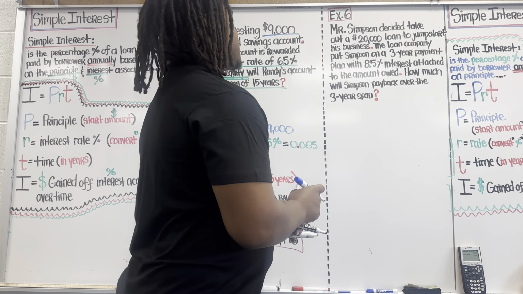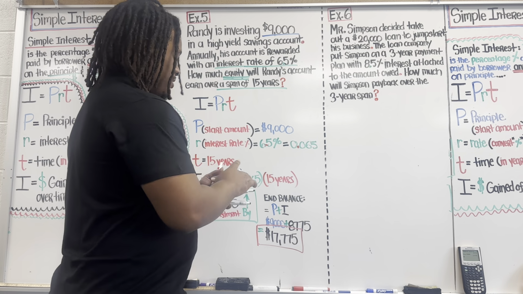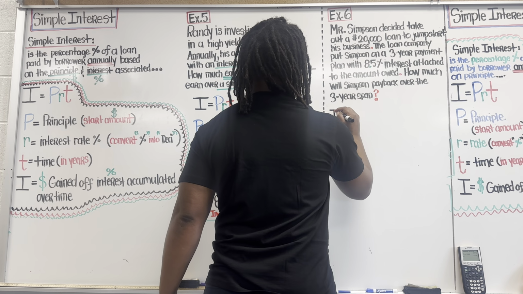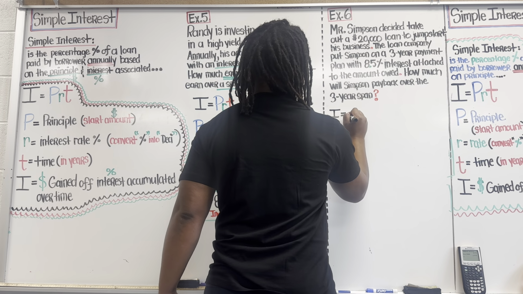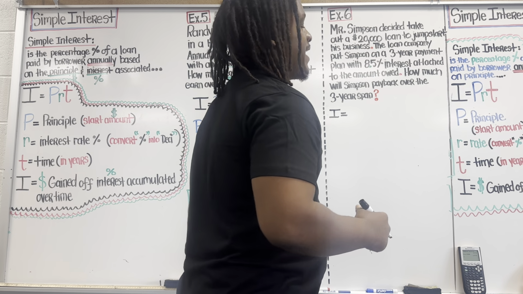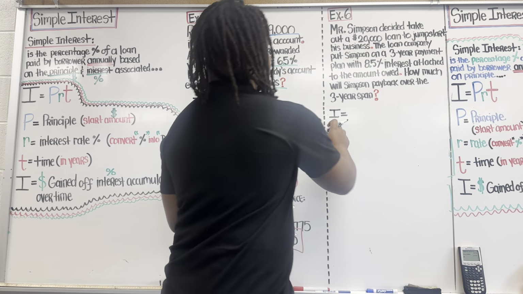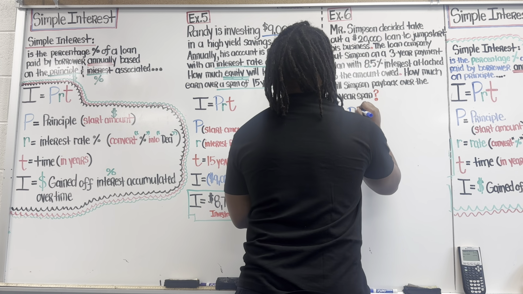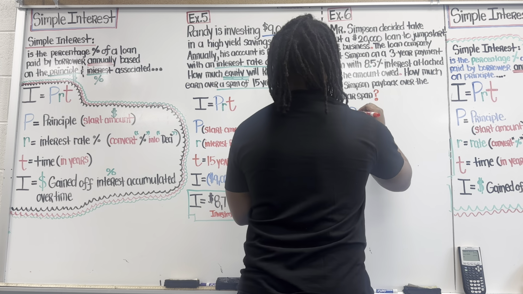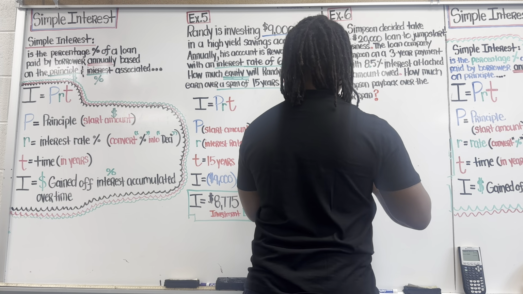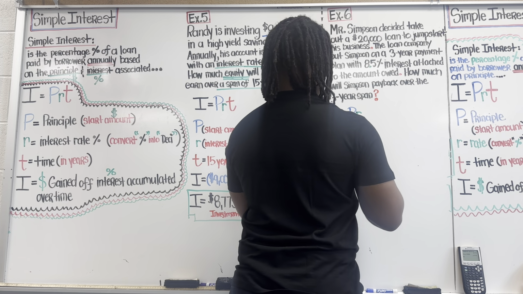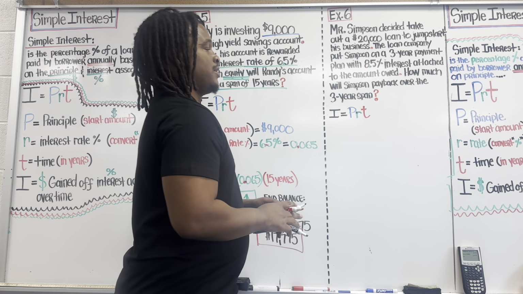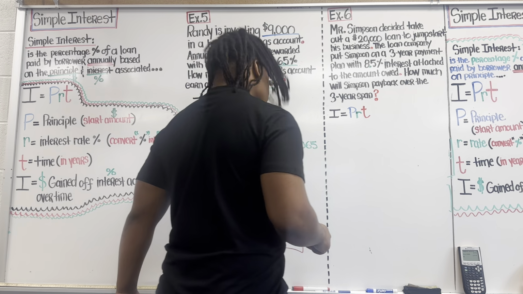All right, with that being said, let's go ahead and start labeling. Remember, in order for us to find out how much interest is going to be added to the loan that he's paying back, we need this formula right here, which is I equals the principal, which is the start amount, times the interest rate, which is R, times T, which is time in years. All right, let's go ahead and do that.